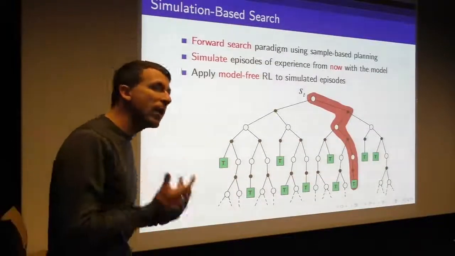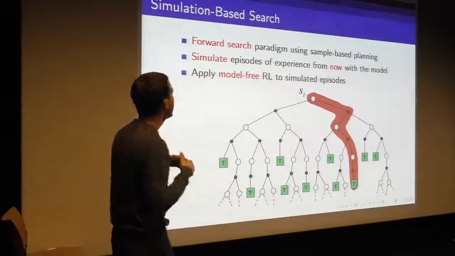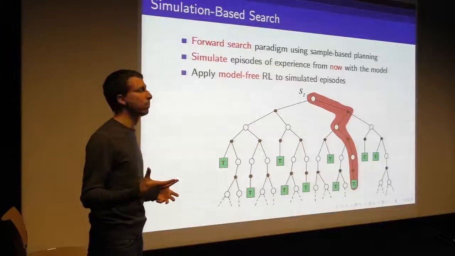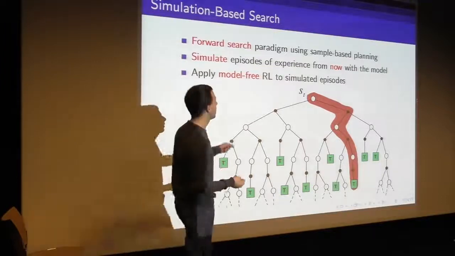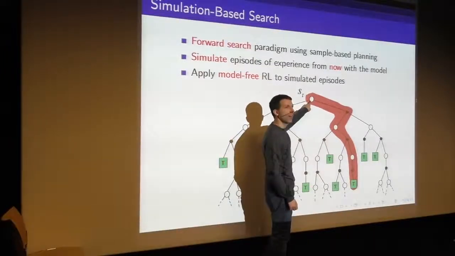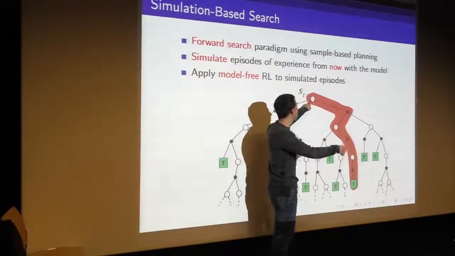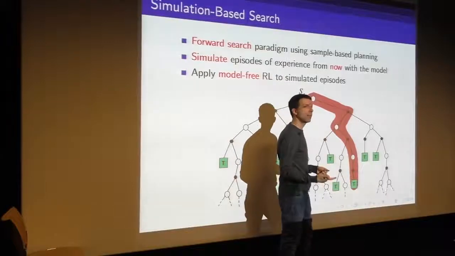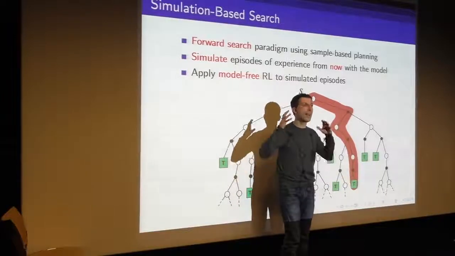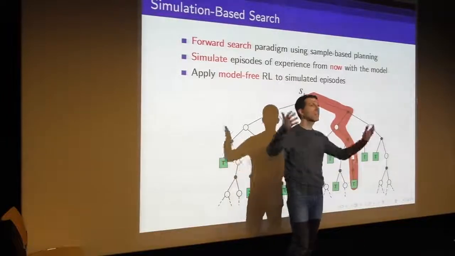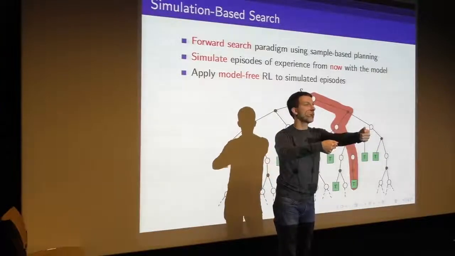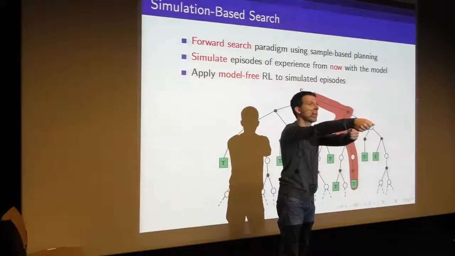So simulation-based search is a forward search paradigm that uses sample-based planning. In other words, what we do is we start from now and we imagine what might happen next. We imagine a trajectory of experience by sampling it from our model. So we literally say, right now I am in this situation. I'm in this position in my game of chess, and I'm going to imagine what my opponent might do and what I would do after that, and then what the opponent might do after that.